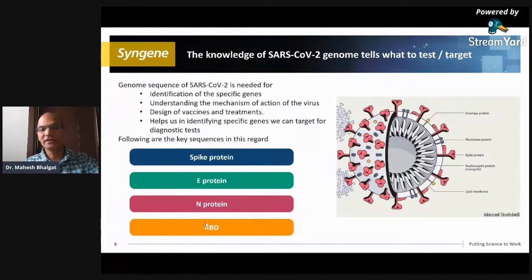The RBD is something that you don't see here because it refers to the receptor binding domain. Receptor binding domain is a component of this spike protein. And it is that component of the spike protein that actually interacts with the human cell ACE2 receptor.